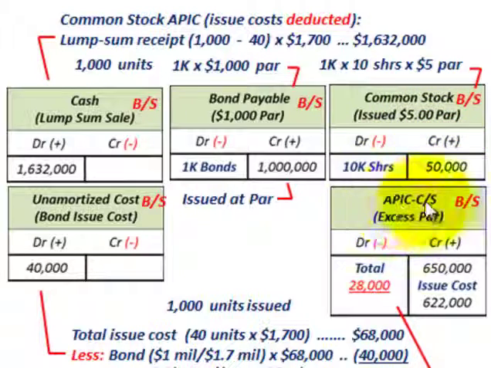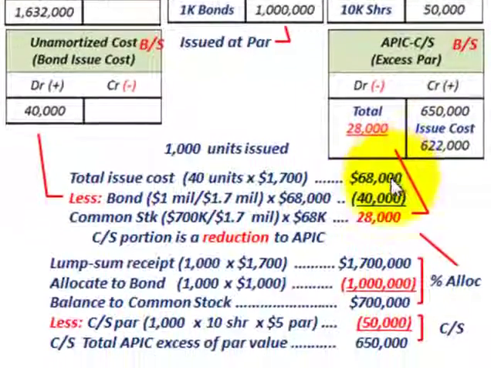Now, if we move down to our additional paid-in capital for common stock, we'll go through our calculations. This is the review of what we calculated before, but our additional paid-in capital, our total amount, is going to be credited for $650,000. And then we're going to deduct our issue costs of $28,000. The net amount that we're going to have for additional paid-in capital is $622,000.